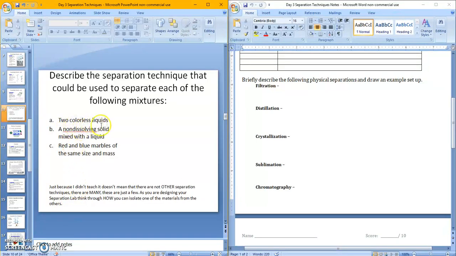Okay, so for two colorless liquids, I could use distillation. Because of the change in boiling point, I could distill those out, and the one with the lower boiling point would come out quicker. A non-dissolving solid mixed with a liquid. Well, a non-dissolving solid is like marbles and liquid. If I wanted to separate marbles and liquid, I could use filtration. Put it through a strainer, separate it out. Red and blue marbles of the same mass? Well, I could always just pick those out. Manual separation works just fine.